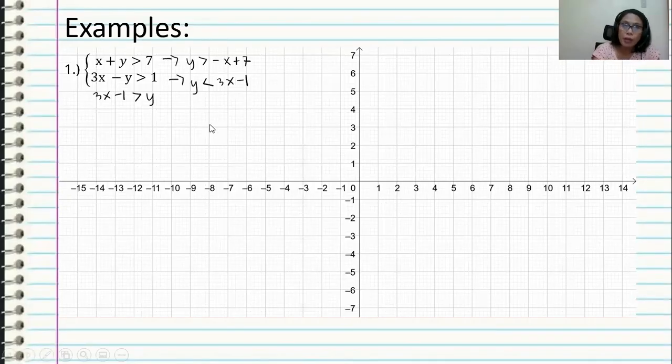Or it's the same idea as you transpose 3x on the other side. So this gives you negative y is greater than negative 3x plus 1. And then you divide both sides by negative 1. Since you divide by a negative value on both sides of the inequality, we are required to reverse the inequality symbol. And we will still come up with this inequality: y is less than 3x minus 1.